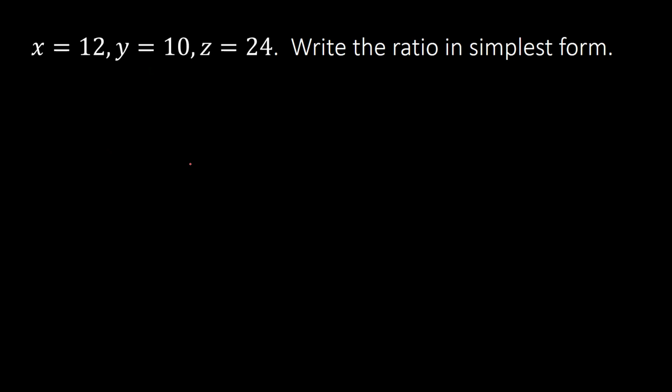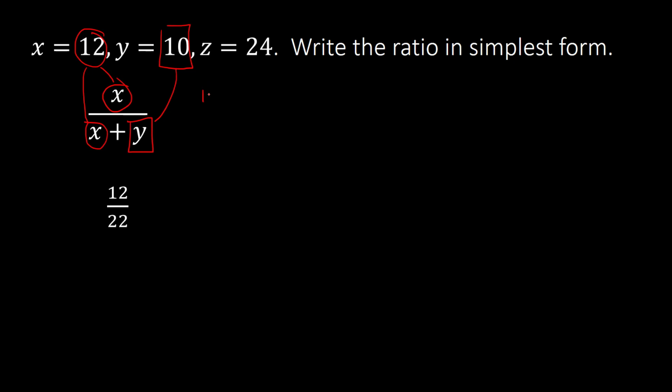Here's another type of question that might be asked. You're given x equals 12, y equals 10, and z is 24. And you're told to write this ratio in simplest form. All I do is I plug in the numbers that are given to me. So in place of x, I'm going to put in the 12, because x is equal to 12. So 12 goes there, and a 12 goes right here. And in place of the y, I'm going to put in the 10, because y is equal to 10. So what I have is going to be 12 on the top, and then 12 plus 10 on the bottom, which gives me 22. So I have 12 over 22, which can then simplify.